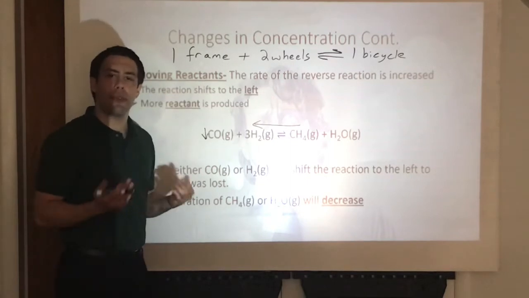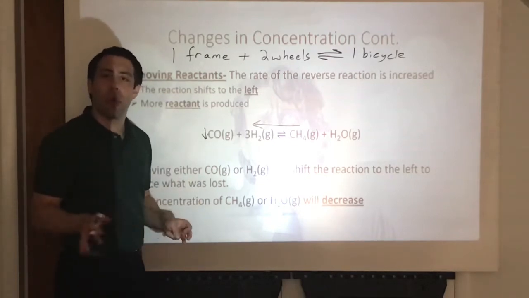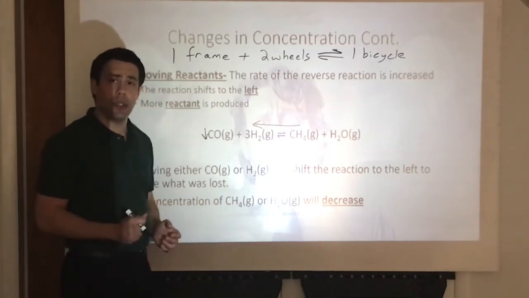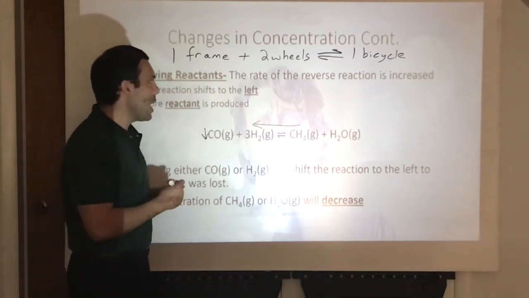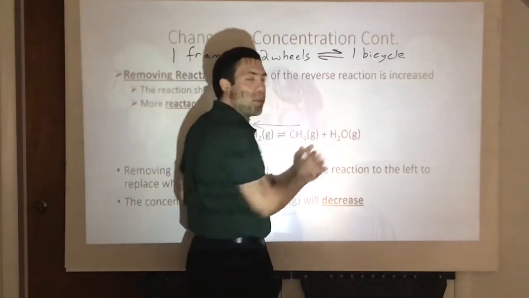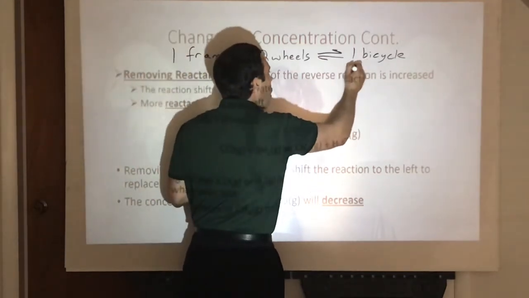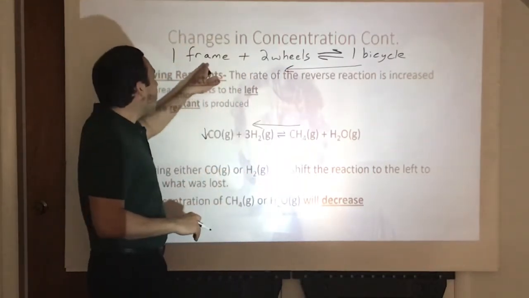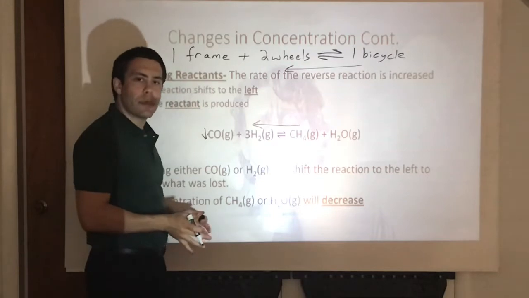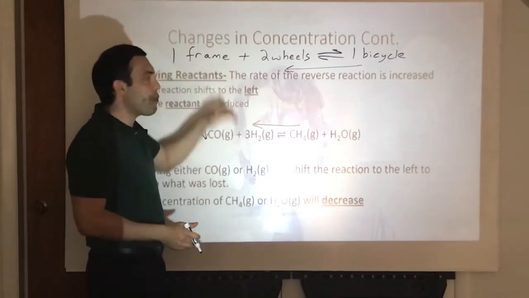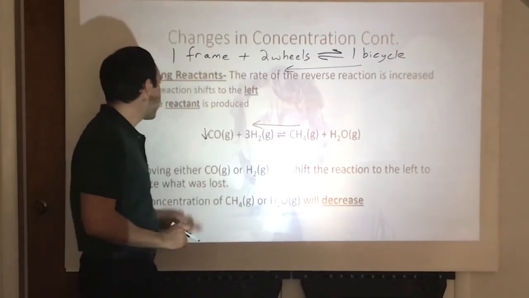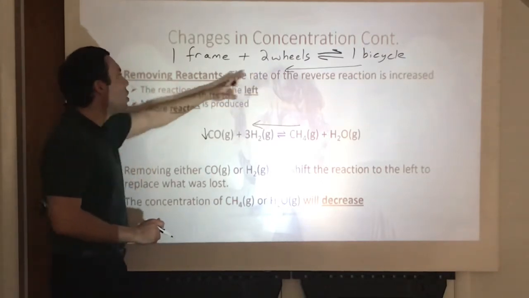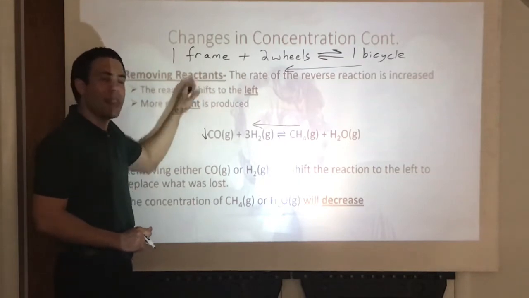For some reason, the frame on their bike is bent or broken. We don't have any more frames. We do have bicycles, so what we can do is take the bicycles and use them for parts. We can decrease the number of bicycles, and that would increase the number of frames and the number of wheels. So we have that frame to sell to that customer. We shifted the reaction to the left to make more reactant in this case.